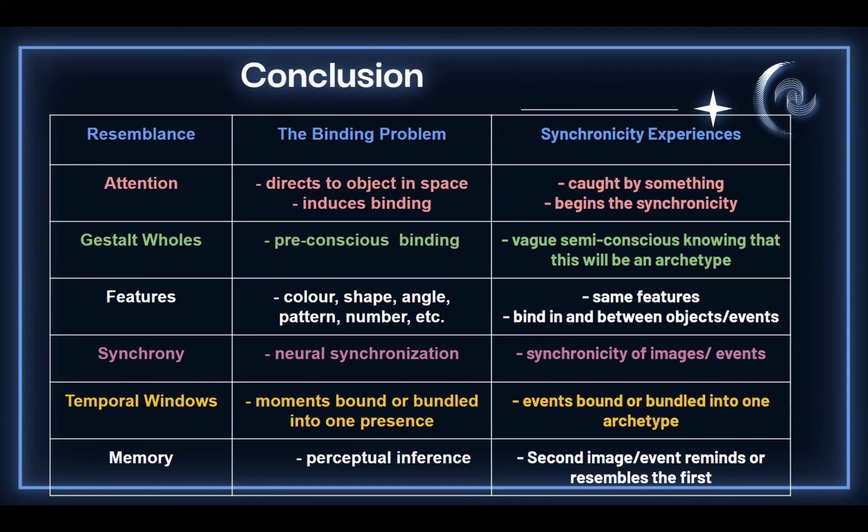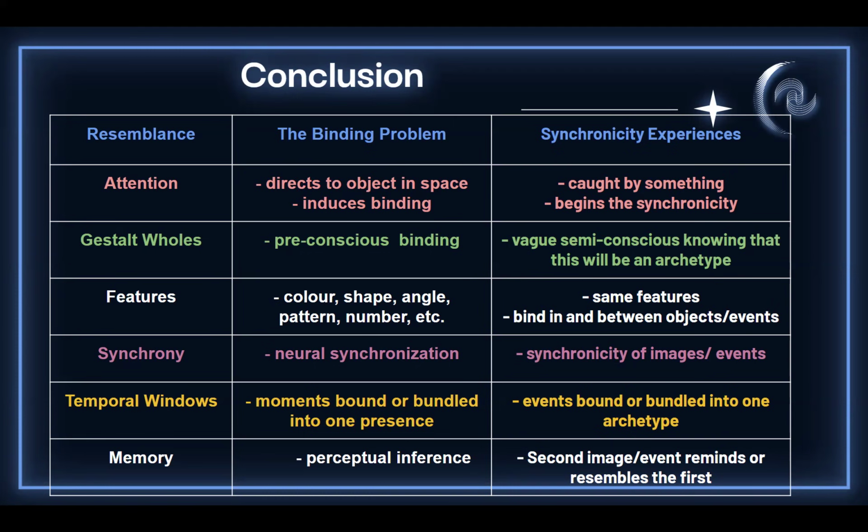Synchrony is widely known as a property of consciousness or binding. So the reason these features across different areas of the brain become bound into one is through neural synchronization. And of course, in synchronicity, in the same way, the short time period creates a kind of synchrony of images or events that binds them all into one overall archetypal experience.